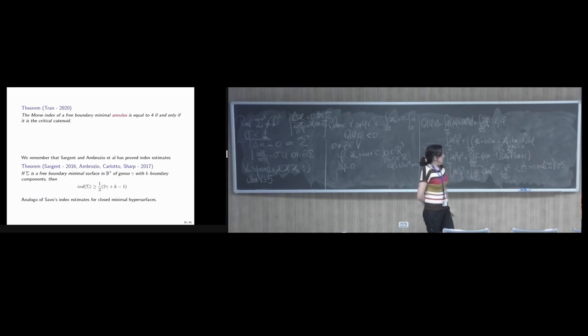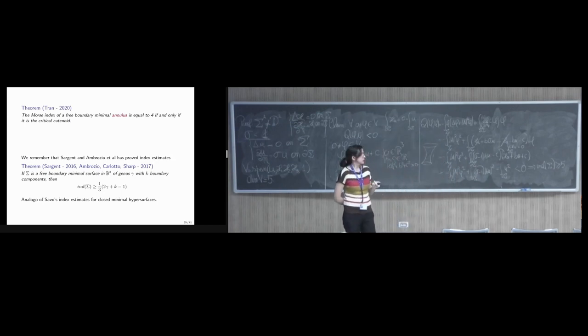These are good information. In fact, Ambrosio, Carlotto, Sharp provided more than this. They provide it in the case of hypersurfaces, and they use the homology group to prove that, right? This proof by Sargent and Ambrosio, Carlotto, Sharp was independent. So these results are analogous to Savo's index estimate for closed minimal hypersurfaces. Remember that, right? Let's move on.